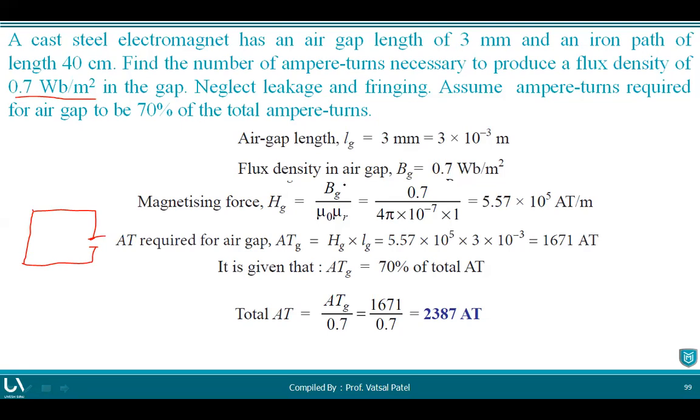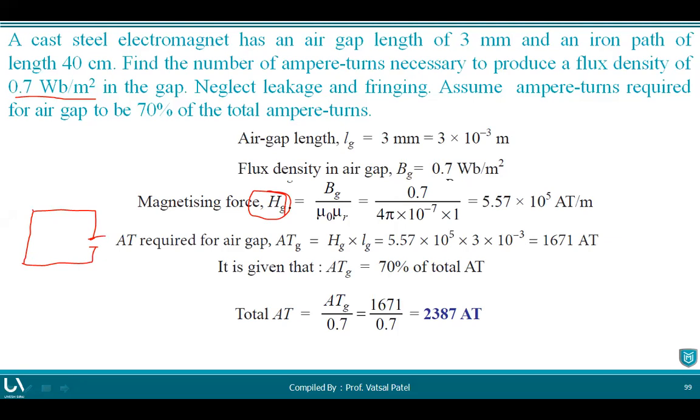Then based on these two parameters, we will identify the magnetizing force for the air gap length. So Hg is equal to Bg divided by mu 0 into mu r. If you go for the air gap and you are not writing the mu r, that is also okay, because ultimately the mu r value is equal to 1. So whether you write the mu r value or not doesn't matter here.